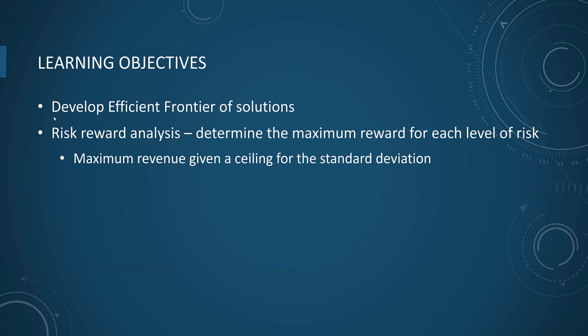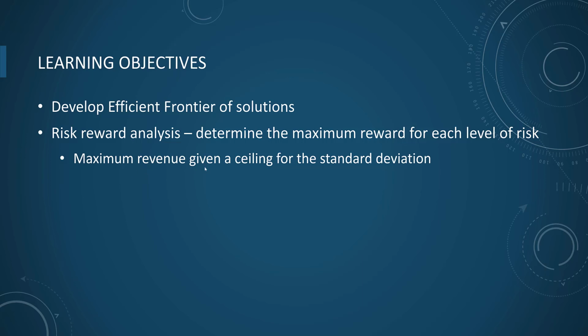Then in that process, using the RiskOptimizer, we can develop what is called an efficient frontier of solutions. So that's like risk reward analysis. So if you are prepared to accept a certain level of risk, then at that risk level, what is the maximum reward that you can achieve? So determine the maximum reward for each level of risk. So you consider several levels of risk, and then you plot the maximum rewards that you'll get at all those different risk levels. So that is called an efficient frontier.